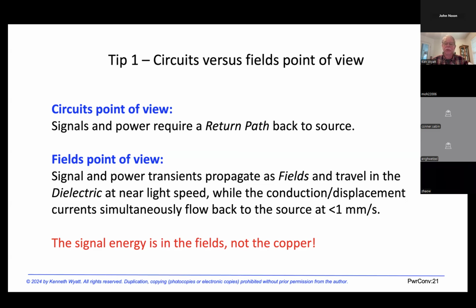Now, the speed of these conduction and displacement currents is very slow because electron flow is quite slow. Basically, the drift velocity of electrons, you can look it up on Wikipedia, is actually much less than 1 millimeter per second because the electrons are bound pretty tightly within the copper molecules. So bottom line is the signal energy is in the fields and not the copper. It's not due to the flow of electrons.